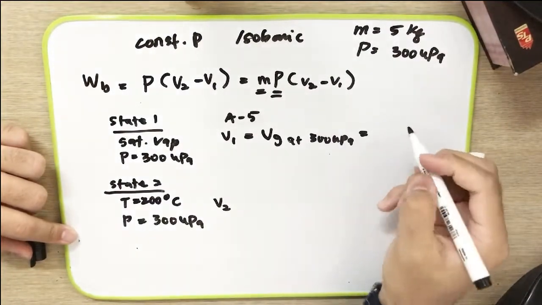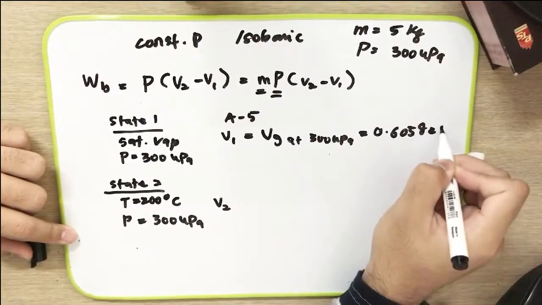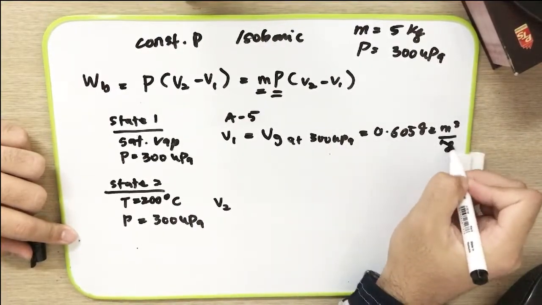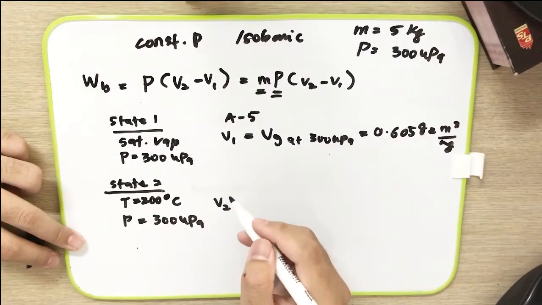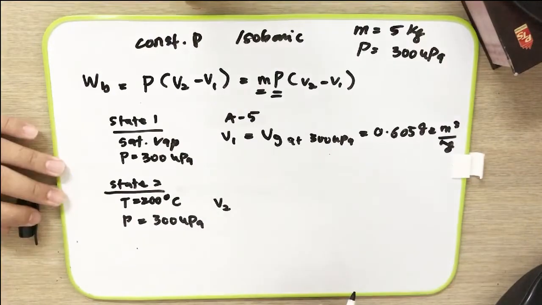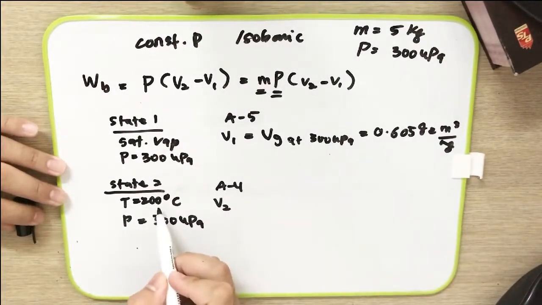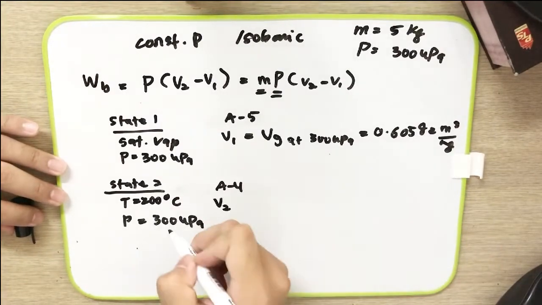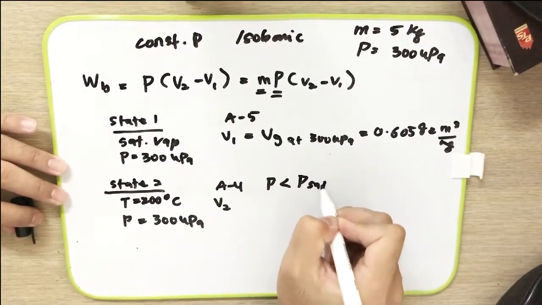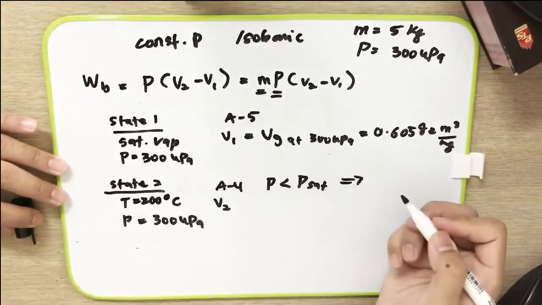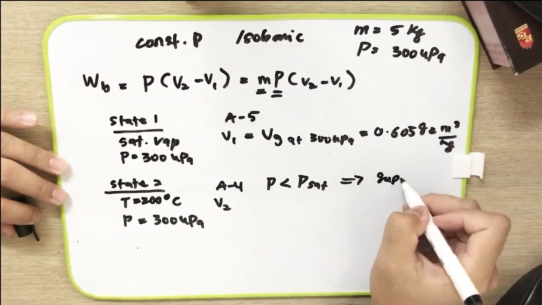Just get the value, which is 0.60582 meter cube per kg. So this one is V1. We need to identify first what is the phase for state 2. So we go to table A4, then we check at temperature 200 degrees C and we have found that the given pressure here is lower than the P saturated. So it means that according to the phase condition, the phase of state 2 is superheated.